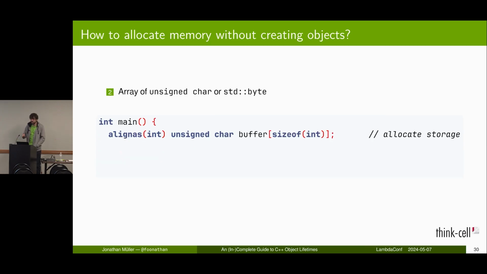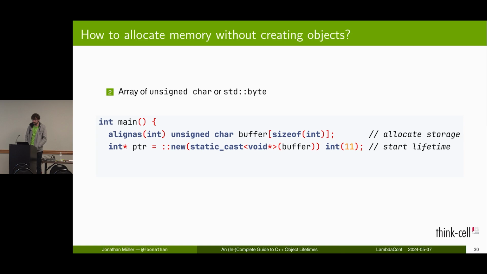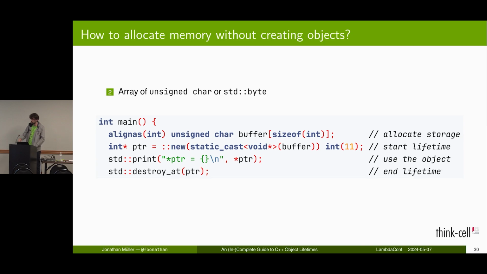We can also use an array of unsigned char or std::byte. So this is storage suitably aligned for an int. So we're allocating storage for it. We then can create an int in that storage, and start using it as before. We need to destroy it at some point, and then the storage gets deallocated when the stack gets cleaned up.